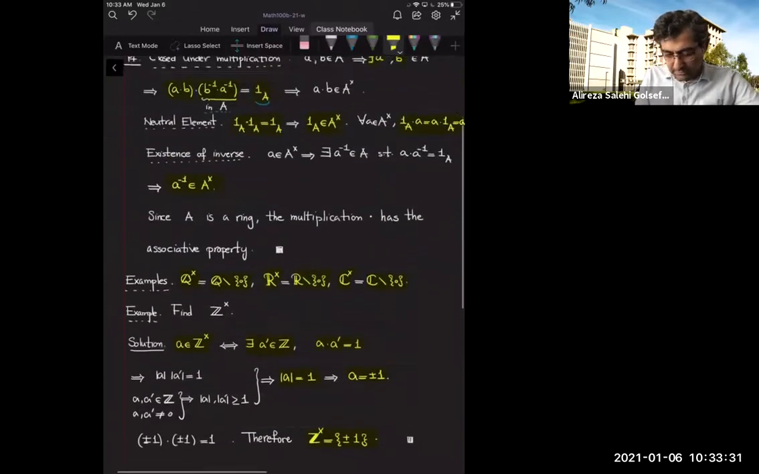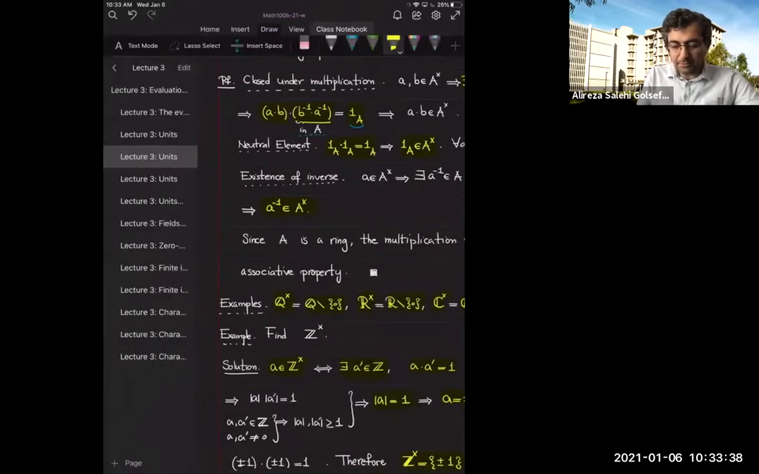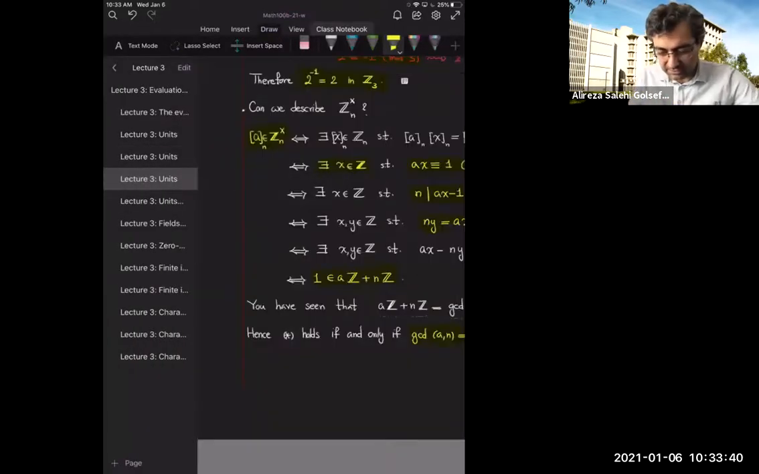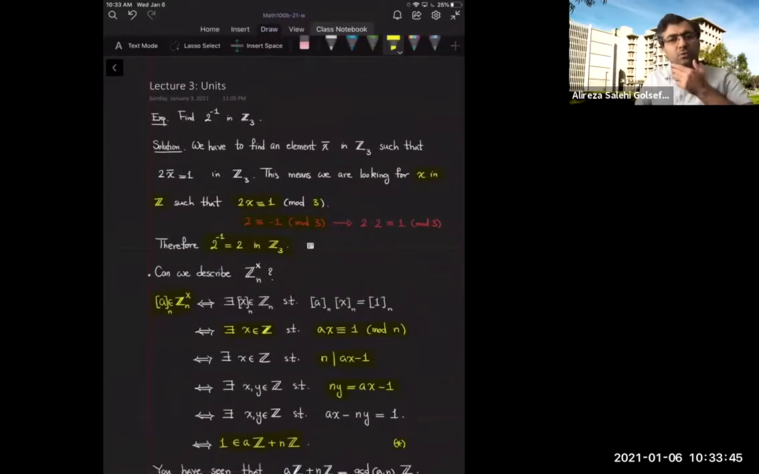How about units of the ring of integers mod n? What can we say about units of the ring of integers mod n? Let's start with an example. What is the inverse of 2 inside Z sub 3, if there is such a thing? Okay, what does that mean? What does it mean that we are looking for an inverse of 2? This means we are looking for some element inside Z sub 3 that's a multiplicative inverse of 2 in Z sub 3. Please do not write 1 over 2.